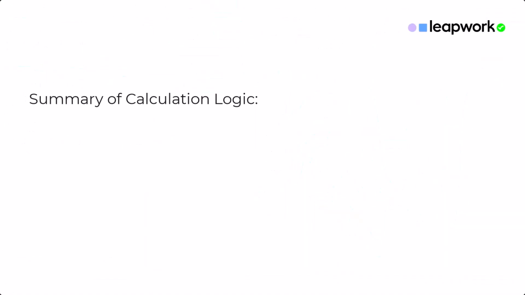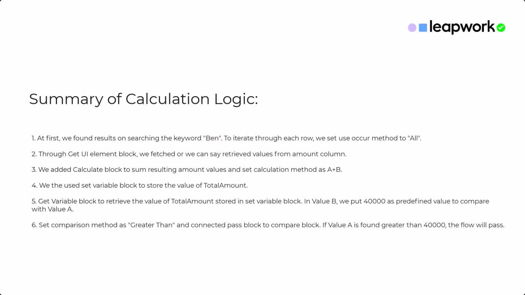In summary, let's understand the logic again. Firstly, through find UI element block, we read all the resulting rows which we got when we searched with the keyword Ben. After that, to iterate through all the rows, we set the occurrence setting to all. With the help of getUINumber block, we fetch the amount from amount column. We then use the calculate block and set the calculation method as A plus B. Then we took setVariable block to store the value of total amount.